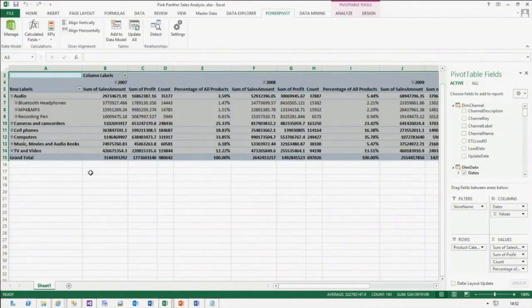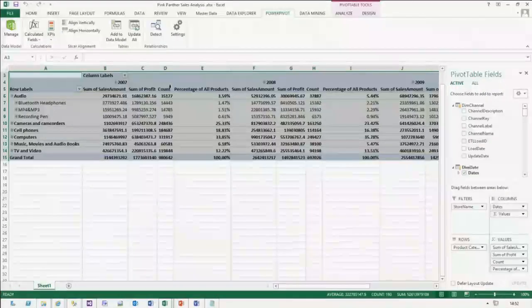This has various products here, and a simple pivot table analyzing various products. What are the sales amount and profit count over the various years? And I am a big Pink Panthers enthusiast. Is anyone else interested in Pink Panthers? No one? One person? No?